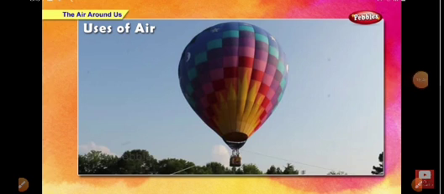So, children, our next topic is uses of air in our life. Children, here we can see a picture of a parachute. This hot air balloon flies only because of the air. So, children, here is a picture of a hot air balloon. This hot air balloon flies only because of the air. Children, this is one of the uses of air.